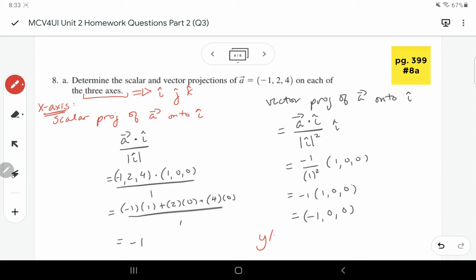So for the y and z, it would be the same, except using j hat and k hat. So it's going to work out the exact same way, and remember that the projection is how much this vector is helping or working with the x-axis, y-axis, and z-axis. So hopefully it's not a surprise that it's working -1 in the x-axis direction. So you'll get similar values for the y and z.